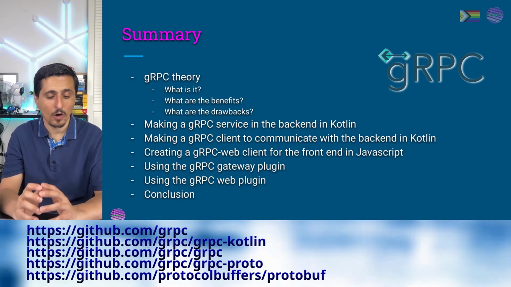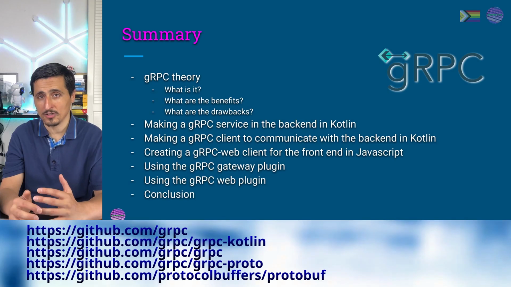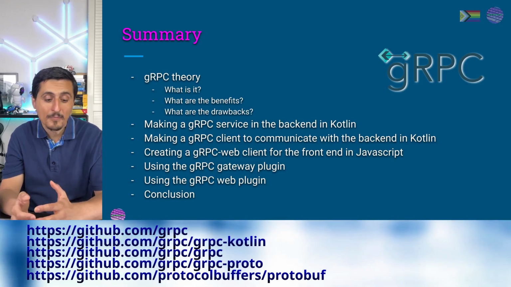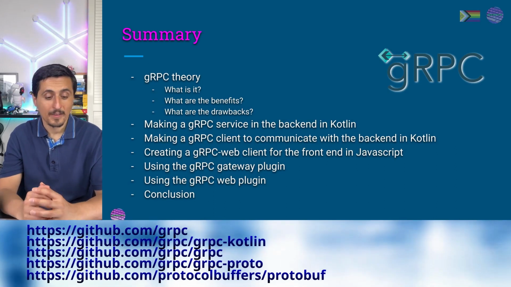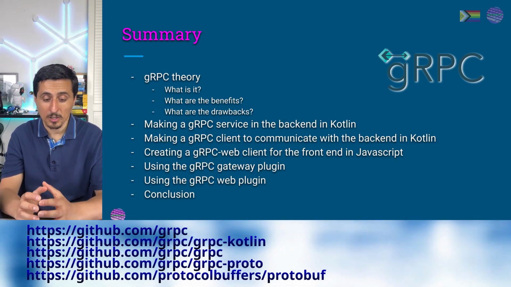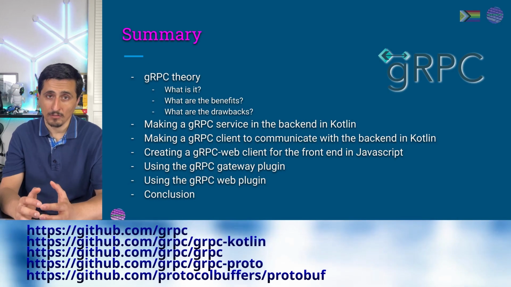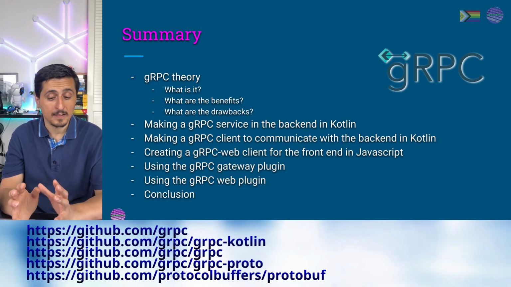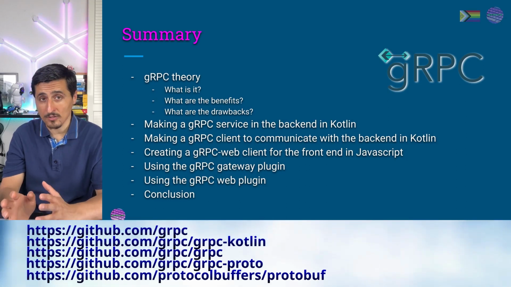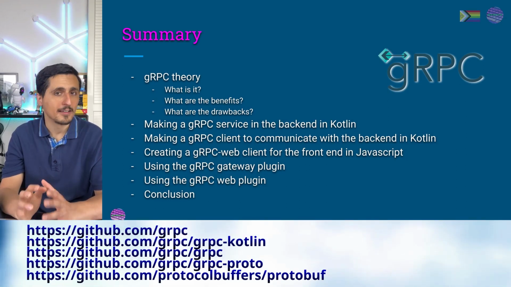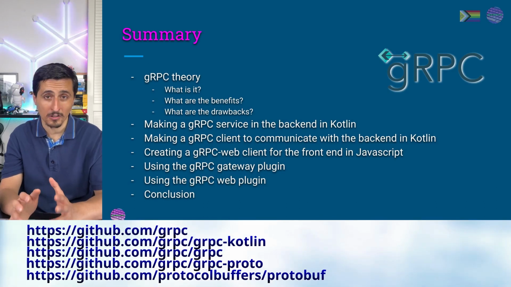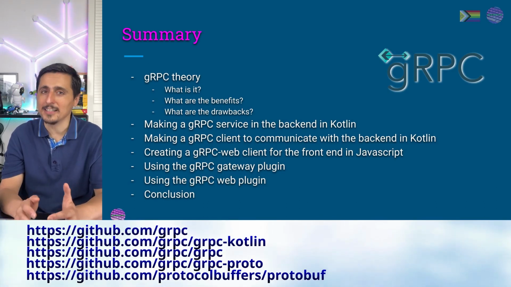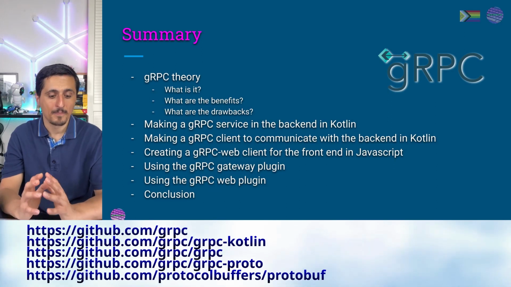But for this part, we are also going to have a look at how to create a gRPC service in Kotlin, how to create a gRPC client in Kotlin, and how to create a gRPC web client for the front end in JavaScript. These are 3 important steps. The examples are in Kotlin and JavaScript. However, it doesn't necessarily mean that these are the only languages you can do this in. You can also do this in Java, but we will see one example in Kotlin.